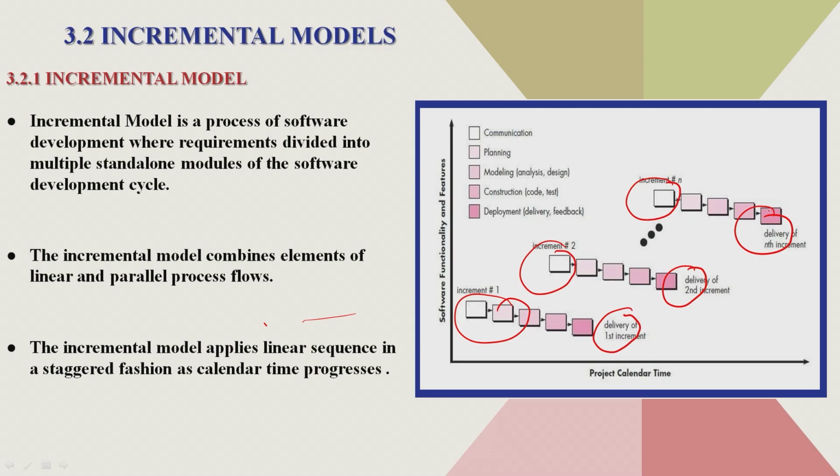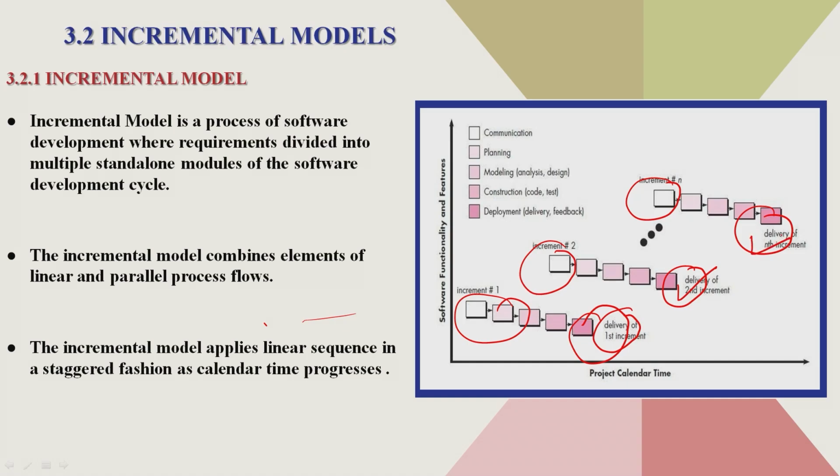And the very important thing to be noted: in the first increment, we have the delivery of the first increment. So here it is, you can see it here. The delivery of the first increment. And in the second increment, we have the delivery of the second increment, and the third increment, up to the nth increment, we can see the delivery of the nth increment.